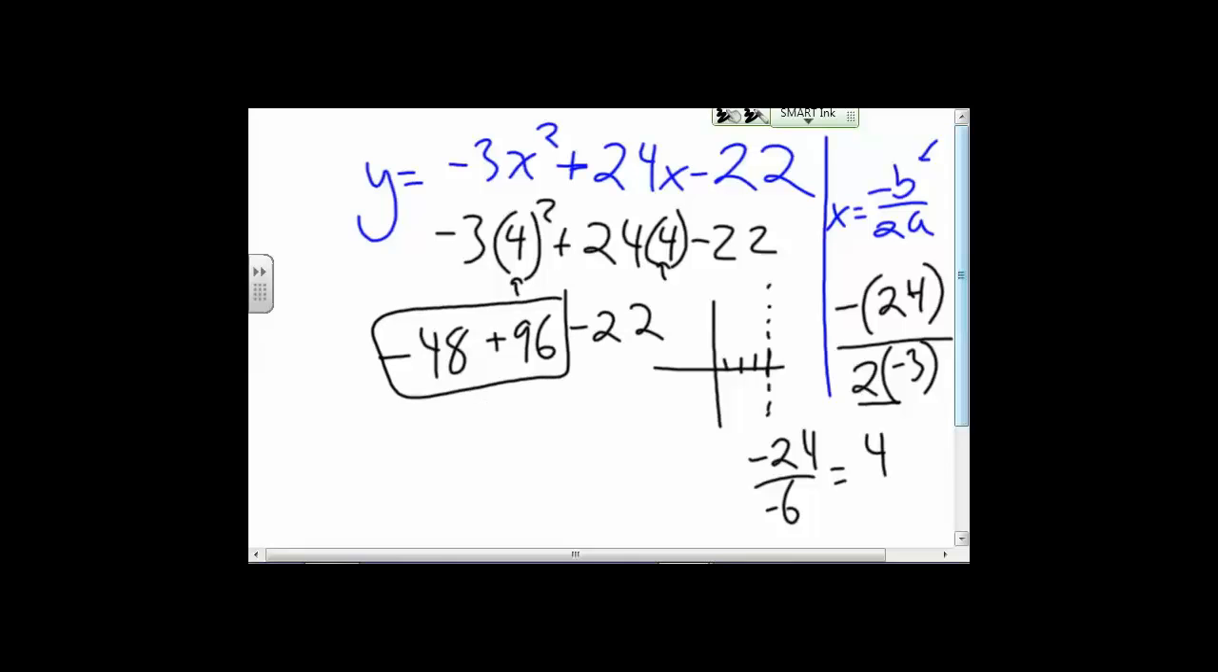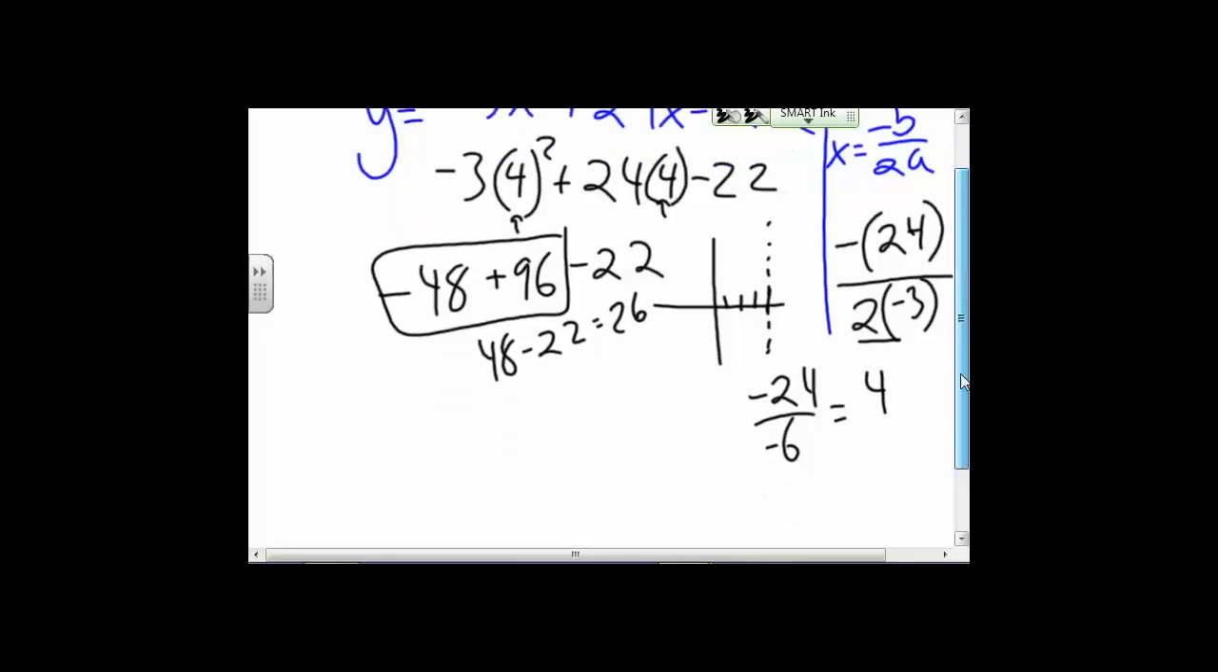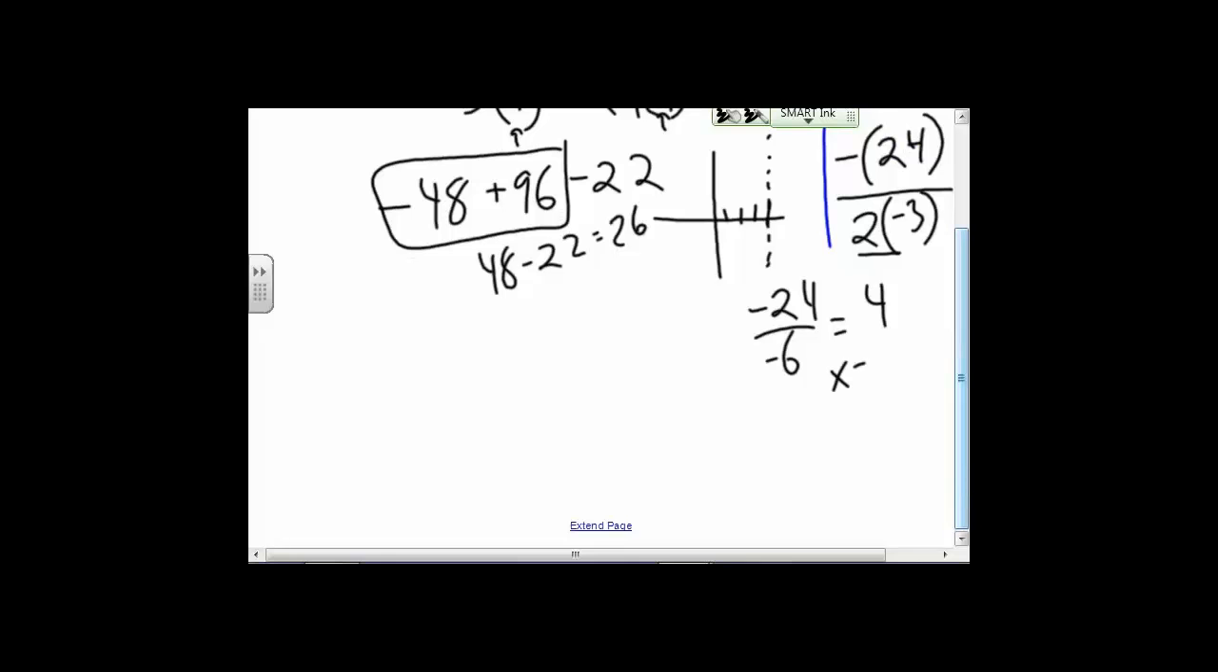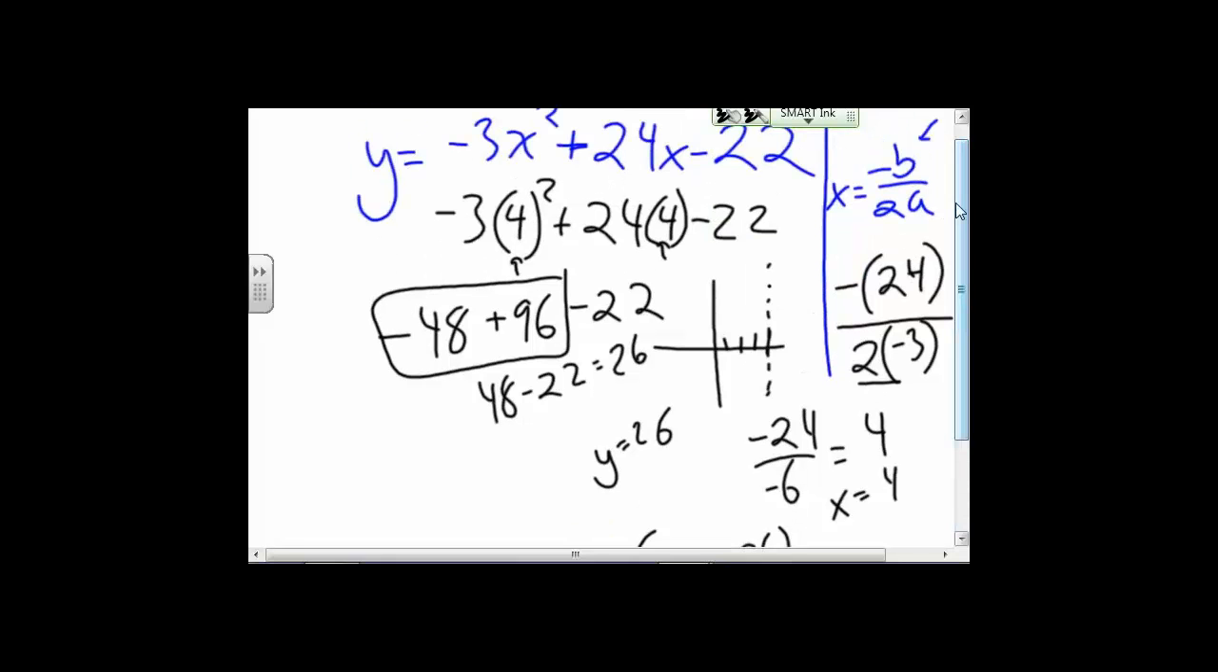It'd be positive. So 96 minus 48 is going to give me positive 48. Now minus 22 would give me 26. And that's how I get my solution. My vertex is going to be this. My x was 4. My y was 26. So the vertex is going to be, because remember it follows an xy pattern, 4 and 26. All right? So what that means is at 4 and 26, like all the way up here, I'd have my vertex.